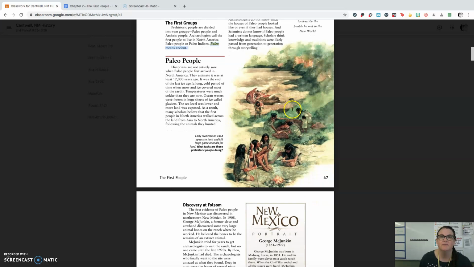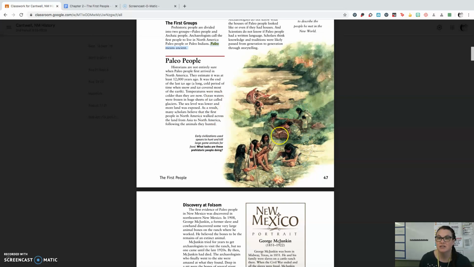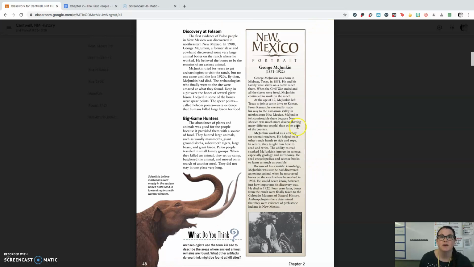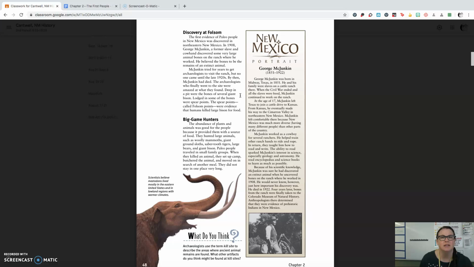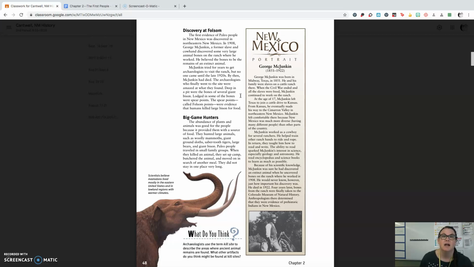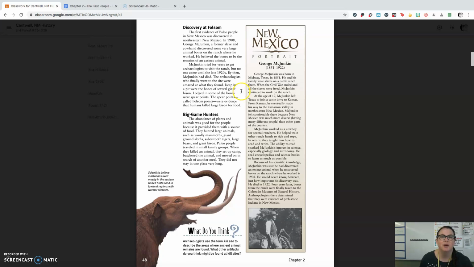So the only knowledge and tradition that they have of the Paleo people is stories and traditions that were passed down from generation to generation. The first evidence of the Paleo people in New Mexico was discovered in northeastern New Mexico by a man named George McJunkin. He was a former slave and a cowhand, and he discovered some really large bones on the ranch, but they also discovered a spearhead, and it's called the Folsom Point.